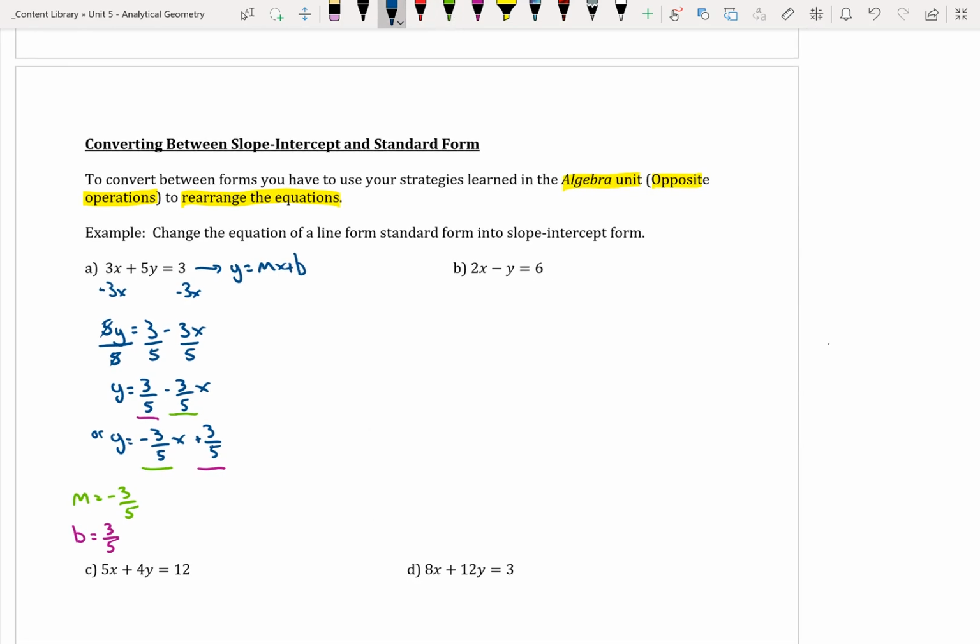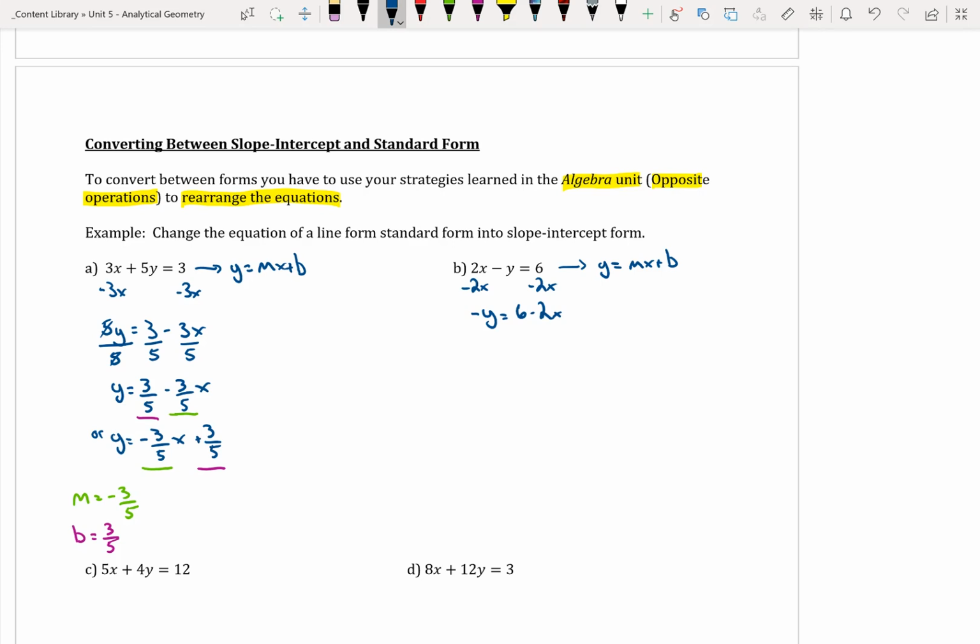In example B, same idea. It's in standard form. I want to get it into slope-intercept form, y equals mx plus b. So I need to get y by itself. I'm going to subtract 2x from both sides. So negative y equals 6 minus 2x.